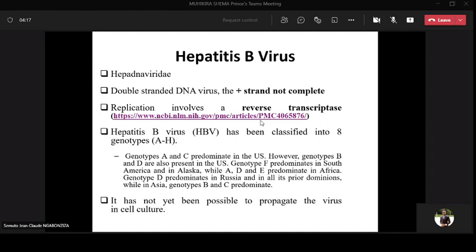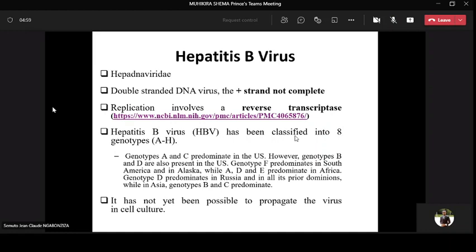Replication is very unique and spectacular. It's really unique. Hepatitis B is a DNA virus, but it goes through an RNA intermediate to make DNA, so we have reverse transcriptase, which works the other way around, as in HIV. It does it in a different way.